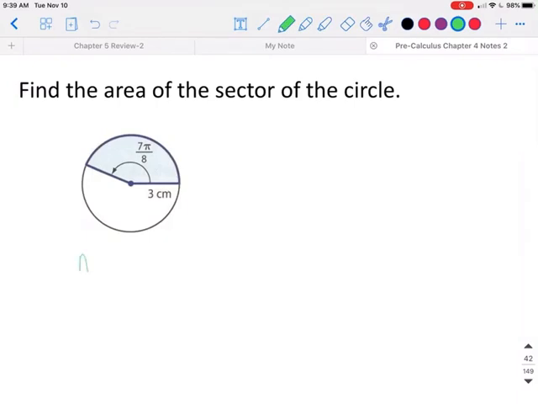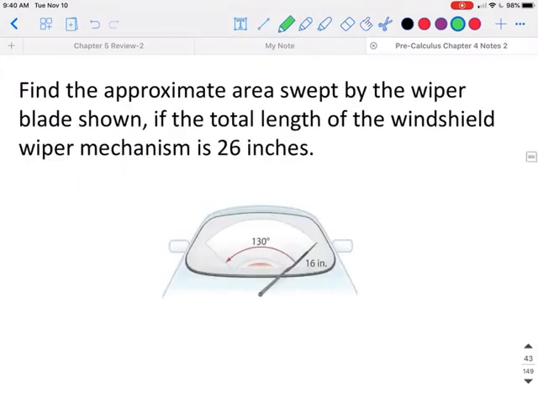So we need to find the area of this sector. Our formula is 1/2 r squared times theta. Our angle is given in radians, so that's good. We know our radius is 3. Our theta is 7 pi over 8. And if you plug that into your calculator, you should get 12.4 centimeters squared. This is area, so your units will be squared.